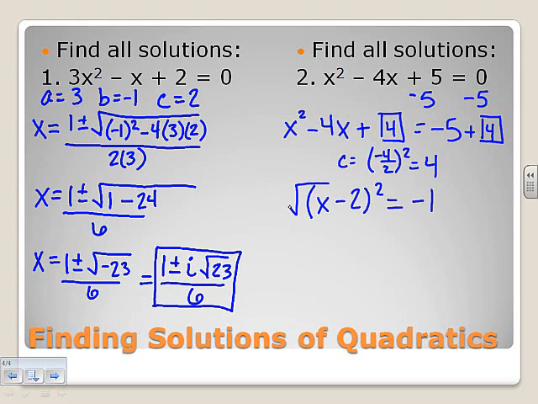To solve, we'll take the square root of both sides. As we learned, the square root of negative 1 equals i. Remember, every square root gets plus or minus, so it becomes plus or minus i. Then we add 2 to both sides, and we find that x equals 2 plus or minus i. You could also solve number 2 using the quadratic formula. You will just have more simplifying to do.